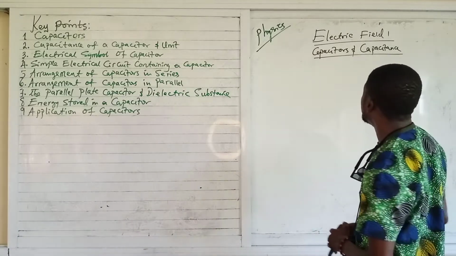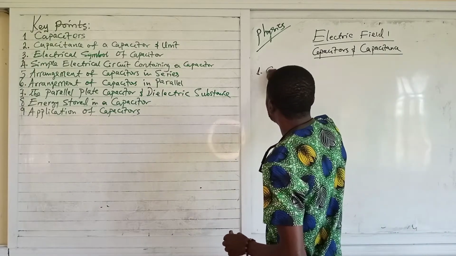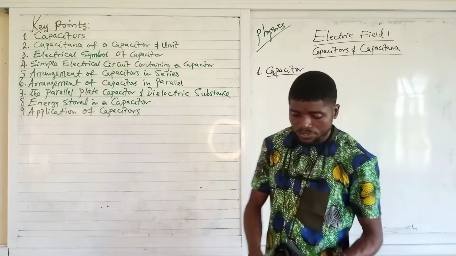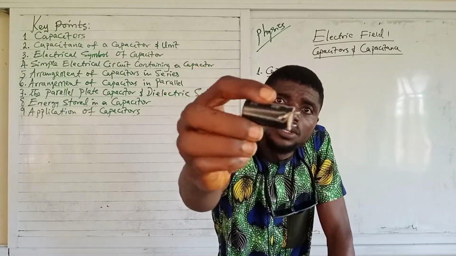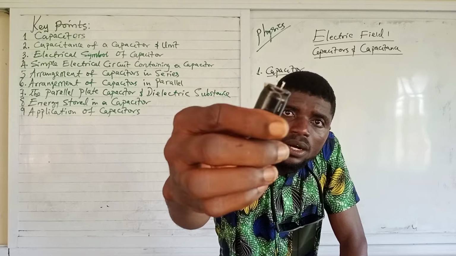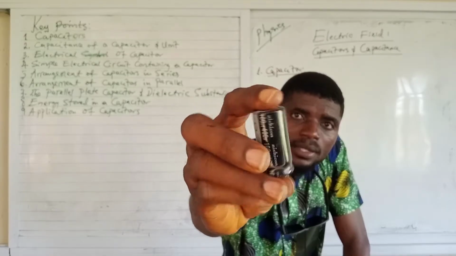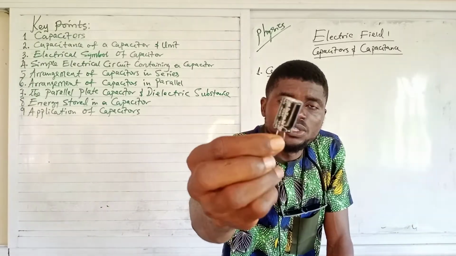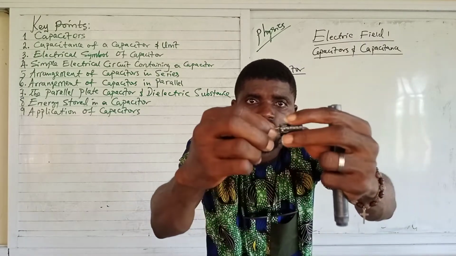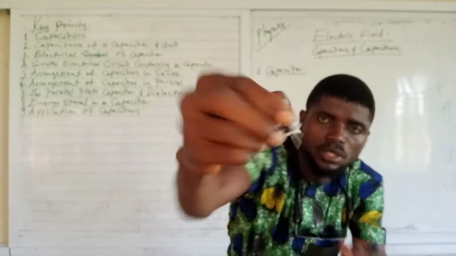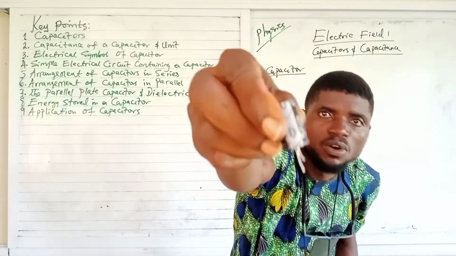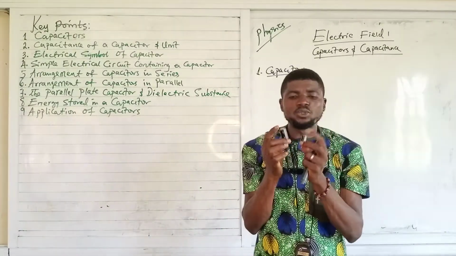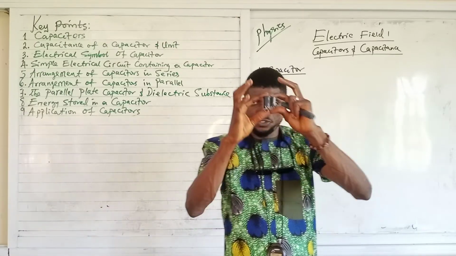So let's begin. What do you mean by a capacitor? I believe you have seen this before. This is what a capacitor means. You can see what I'm holding in my hand is simply a capacitor. Another one is here. This is what we mean by a capacitor used in electronics. You can see it says 400 volts and 47 microfarad. So we want to study the physics behind the behavior of this device.